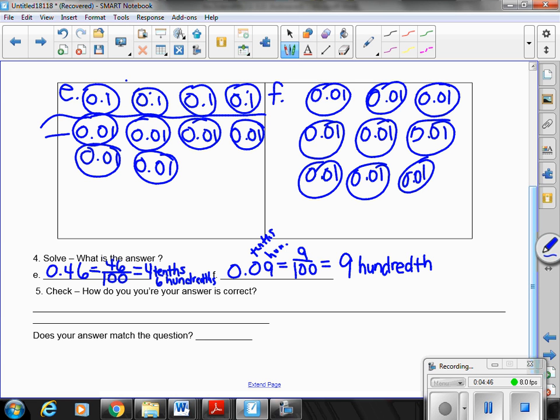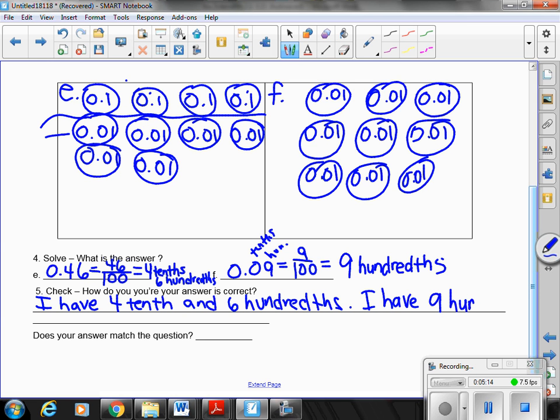And so when it asks me, how do I know my answer is correct? I have 4 tenths and 6 hundredths. I have 9 hundredths. This isn't a place where you just put because I know it or because Miss Thomas taught me. How do you know your answer is correct? Because I counted my hundredths that I drew. All of those things will help.